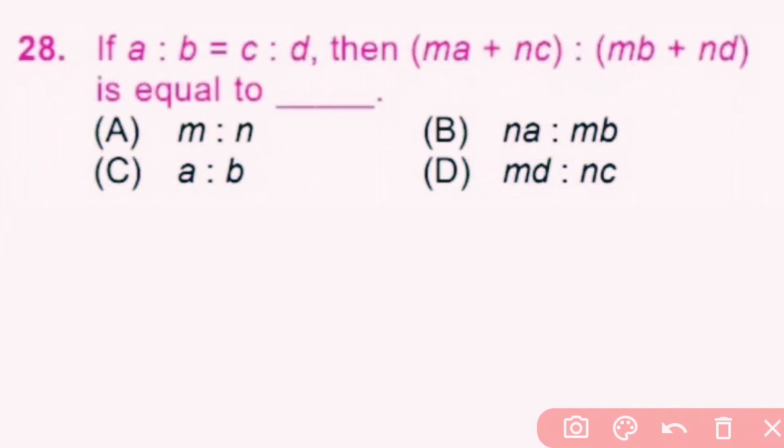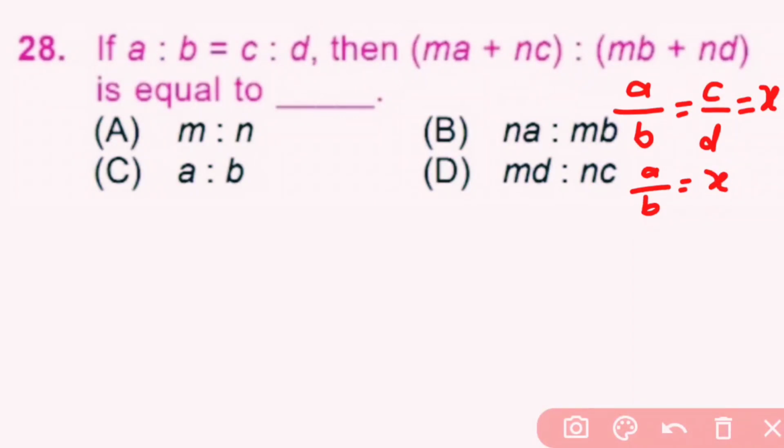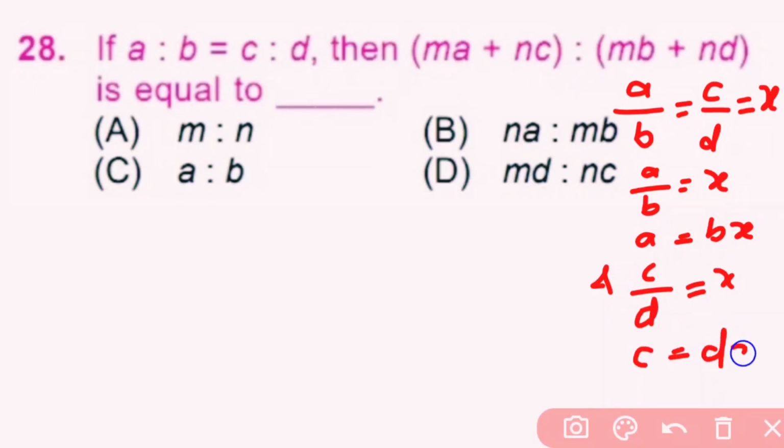Question number 28. If A is to B is equal to C is to D, then MA plus NC is to MB plus ND is equal to dash. Here A is to B is also written as A by B, and C is to D is also written as C by D. We take it as X. Means A by B is equal to X, so A is equal to B into X, BX. And C by D is equal to X, means C is equal to DX.